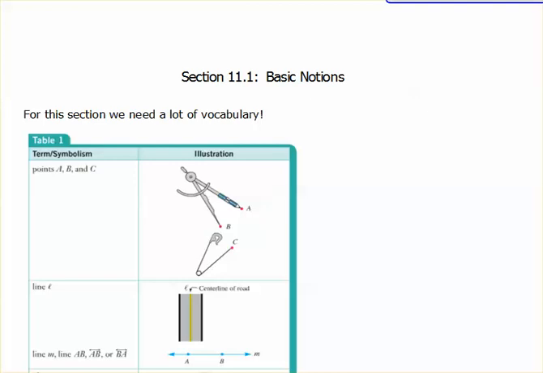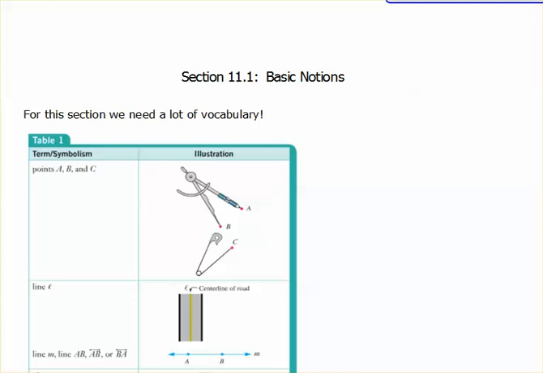For this section, we're going to be talking a lot about vocabulary to begin with, and then we're going to do some examples in a later video. But first of all, we need to talk about all the vocabulary that's associated with points, lines, segments, rays, and how we denote those things, what the notation is for them.